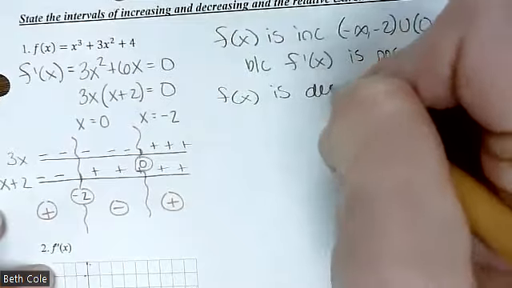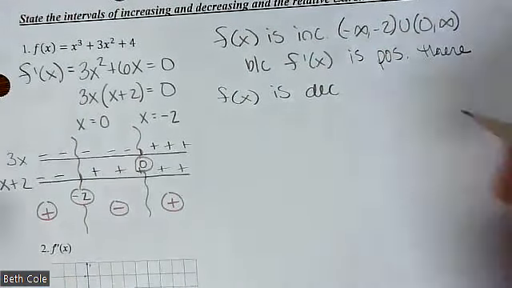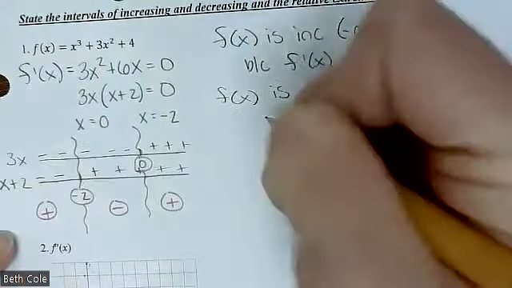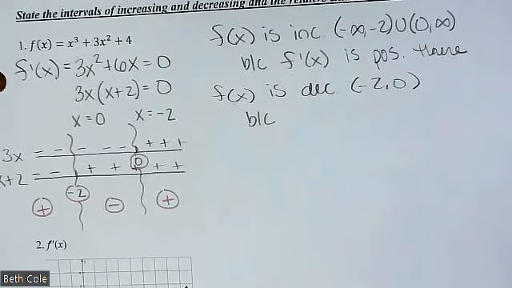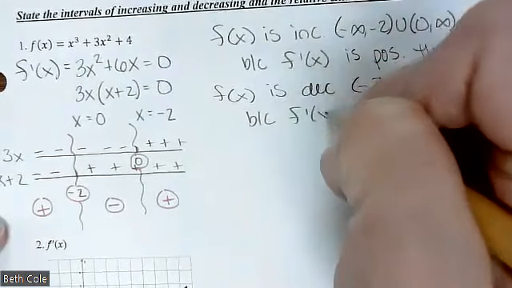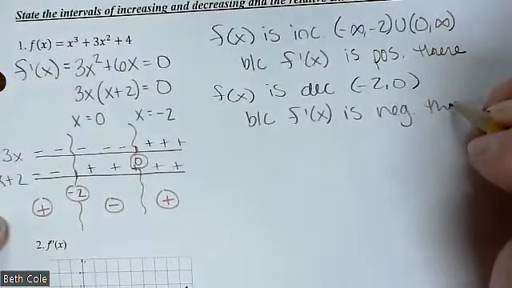All right, here's the sibling statement. F of x is decreasing on what interval? -2 to 0, because who's your source? F prime, don't say it, they won't give it to you. Because F prime is negative there.